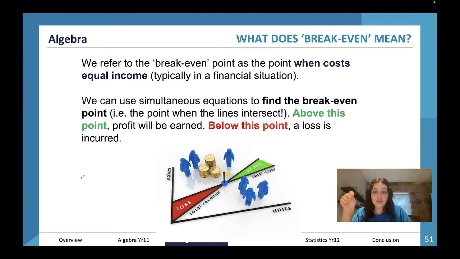This is a very common graph that uses two graphically plotted simultaneous linear equations to graph profit and loss, revenue and cost, and sales and units and all of that stuff. So when we look at these kinds of financial graphs, we refer to the break-even point as the point where costs equal income.